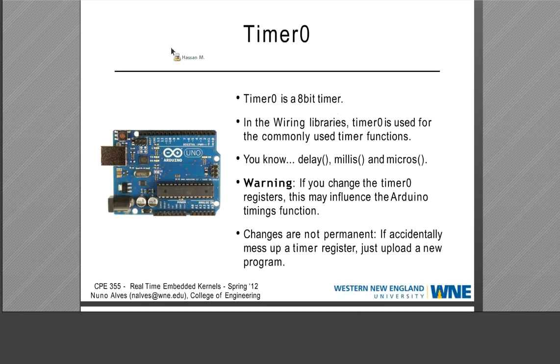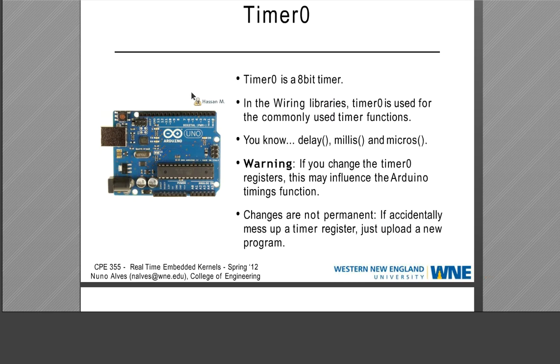Go here. Timer 0. Timer 0, 8-bit timer. In wiring libraries, timer 0 is used for commonly used timer functions. Okay. For example, for delay, for millis, for microsecond, etc.